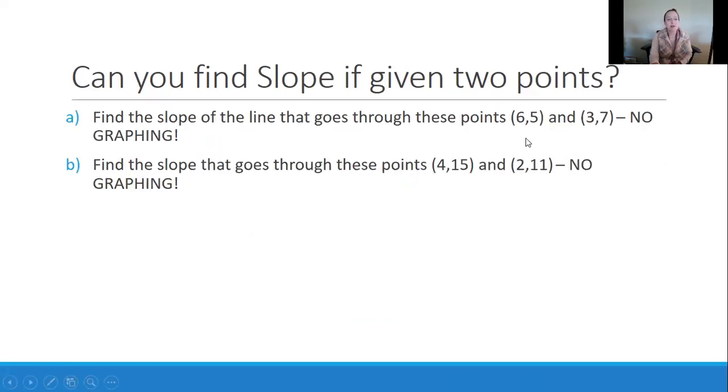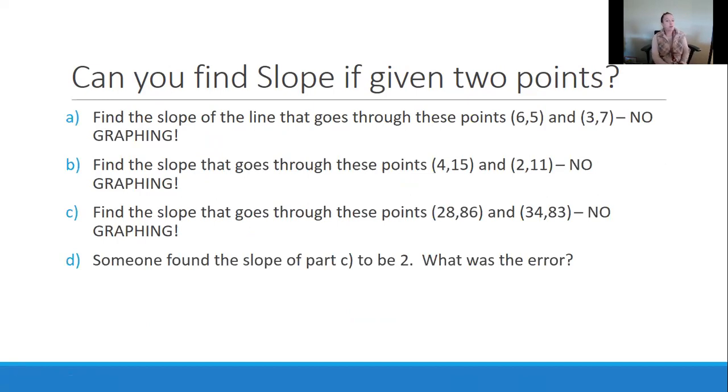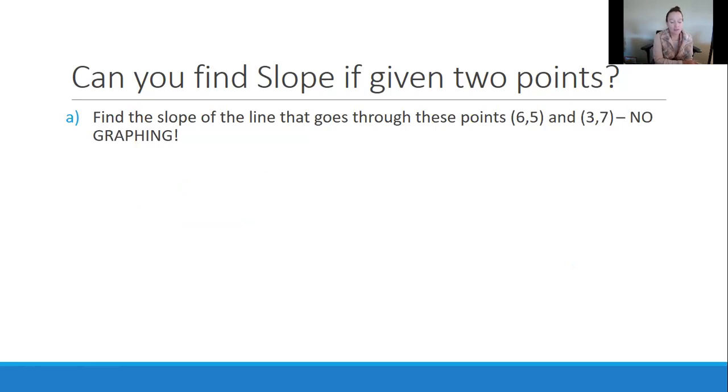So what I want you to do now is think about what happens when you're trying to find the slope and we don't give you a table, we don't give you a graph, all we give you is 2 points. So let's see if you can figure this out. Well, let's try one together. My suggestion is always put these in a table. And you're just going to put your 2 points in the table. So my first point is 6, 5, and my second point is 3, 7.